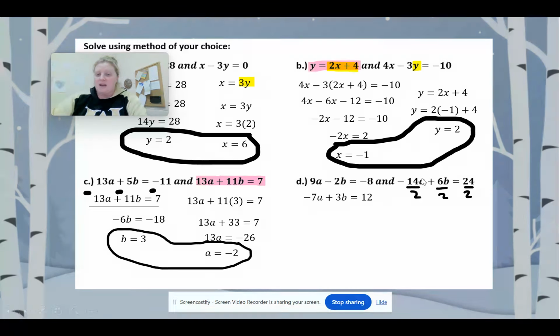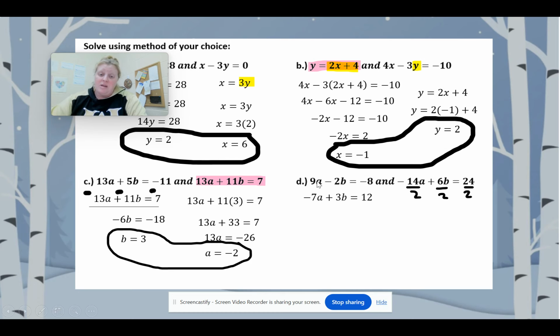So before I stack, I might divide all of these by 2 and see what I get. So instead of 14, 7, 6 is now 3, and 24 is 12. That divide trick will definitely come in handy when we're using the quadratic formula. If you make your numbers smaller, it probably will decrease your workload.